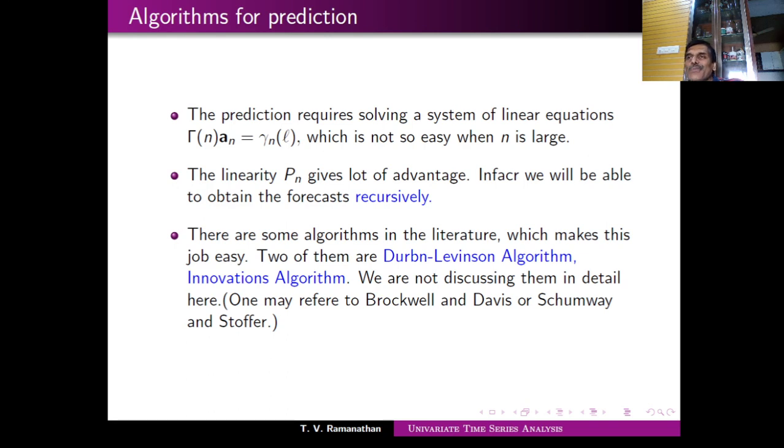Even if it's a 1,000 by 1,000 matrix, the computer will simply find it in no time. But in earlier days, people had to find it manually, and inverting a 1,000 by 1,000 matrix is not a simple job. So they used these algorithms, the Durbin-Levinson algorithm and the innovations algorithm.